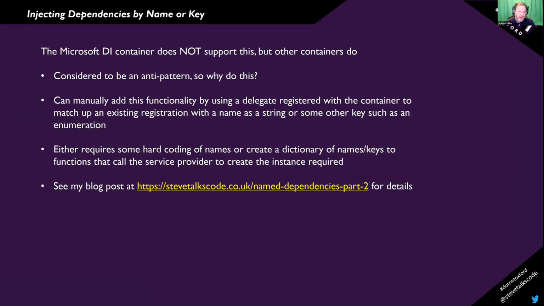A feature that's supported by other containers, such as Autofac, is being able to specify a dependency to be resolved by the container using a string name or key. Now, it's considered a little bit of an anti-pattern, as it comes back to the idea that your application code shouldn't really know about the container's mechanics. But what if you could do that without your class having any knowledge of the container and not having to go off and use some other container like Autofac?